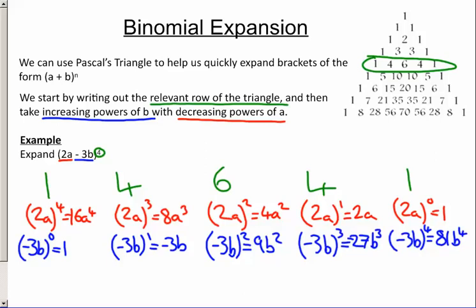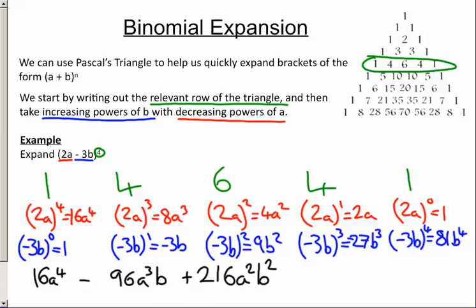Now we do the same thing. We multiply down and add together. So we multiply down the first one and we get 16a to the 4. Multiply down the second one and we get minus 96a cubed b. Multiply down the third one, we get plus 216a squared b squared. Multiply down the fourth one, we get minus 216a b cubed. And finally, multiply down the last one, we just get 81 b to the 4.